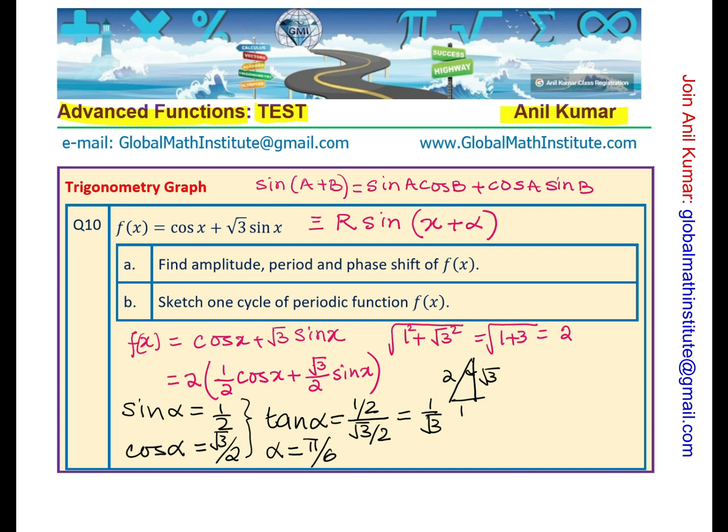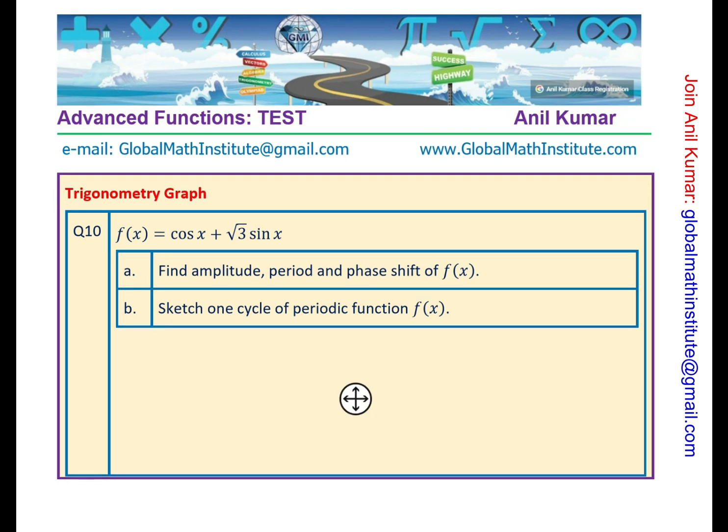So pi by 6 becomes the angle. You get the whole idea. So I think now we have understood how we write this function as a sine function, right? So let's move on to a fresh page and then we'll further work on it.